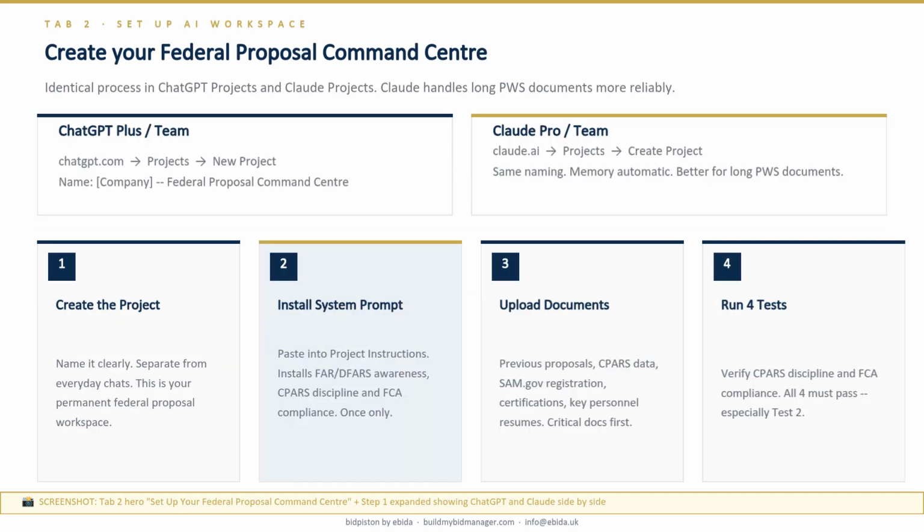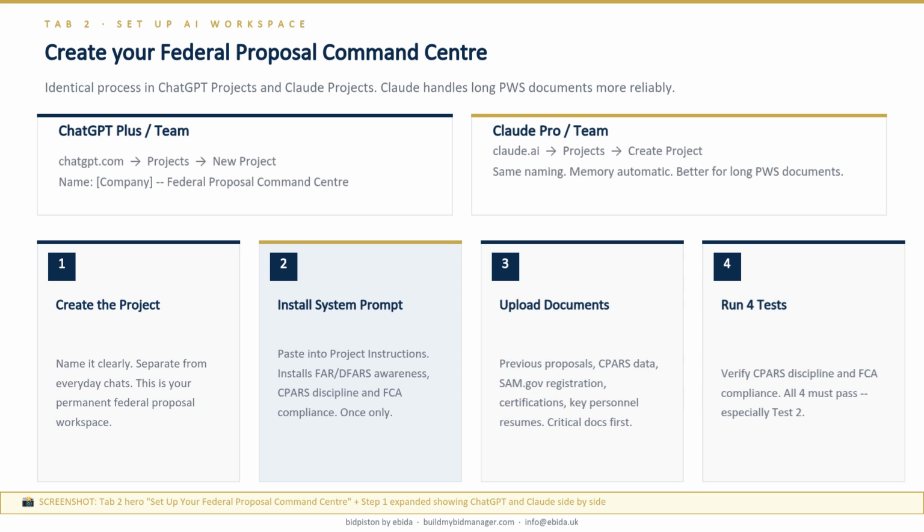Click Tab 2, Set up AI Workspace. The process is the same whether you're using ChatGPT or Claude. In ChatGPT, go to chatgpt.com, click Projects, then New Project. In Claude, go to claude.ai, click Projects, then Create Project. Name it your company name followed by Federal Proposal Command Center.